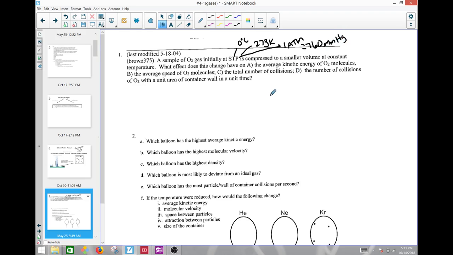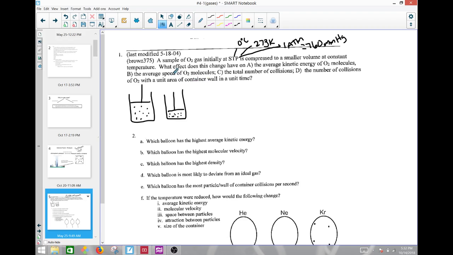So we have a sample of gas that is compressed into a smaller volume at a constant temperature. What effect does this change have on A? There are several different options here. Let's sketch out a little picture of this. Essentially, we may consider this like a piston. So we have a little object here and a little piston, and it starts out with some particles, 1, 2, 3, 4, 5, 6, 7, 8, 9, 10. And we take this piston and we squeeze it down into a smaller area, and there are still 10 particles.